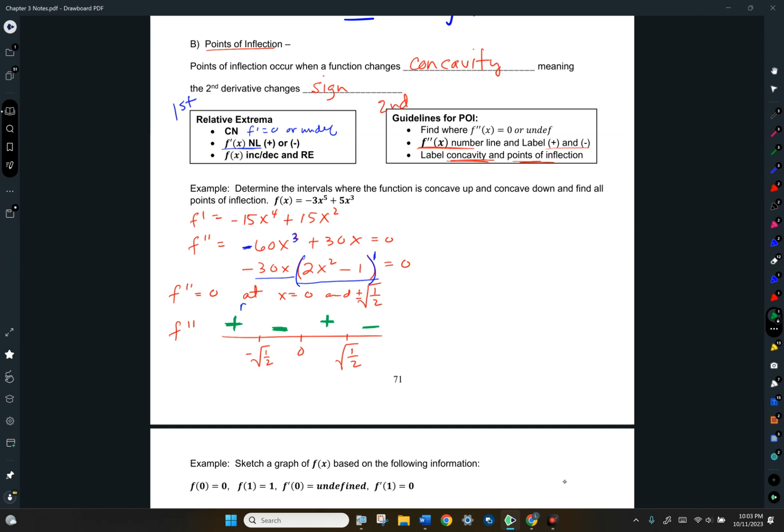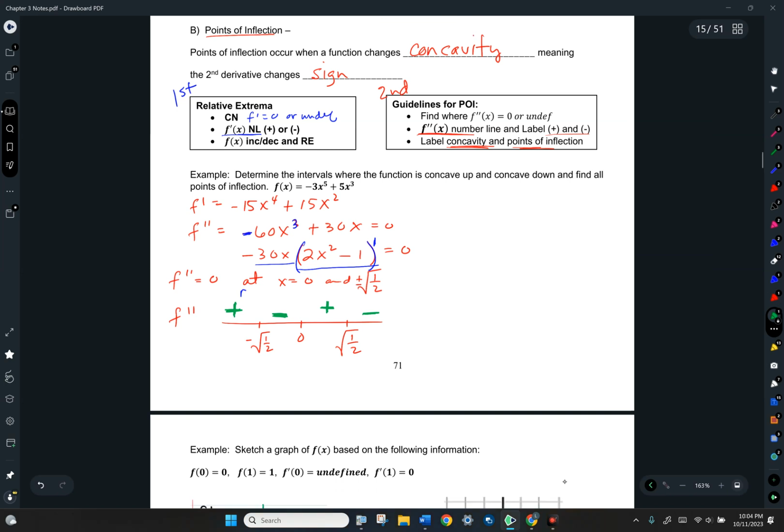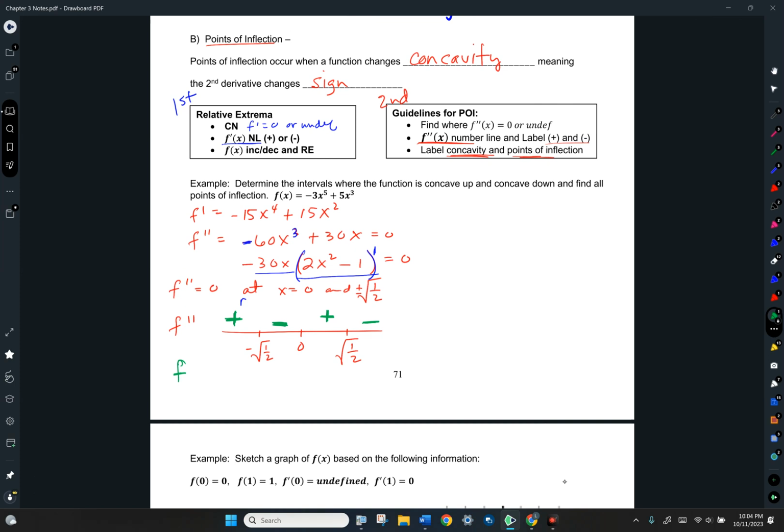Okay, so now in order to give my specific information, I know that the original function is going to start by being concave up, because the second derivative is positive. Then it's going to change to being concave down in that middle interval. Then it's going to go back to concave up, and then it's going to go to concave down. Now again, if I were writing this formally on a test, I would actually write the specific intervals. I would say it's concave up from negative infinity to negative square root of 1/2. Or it's concave up from 0 to square root of 1/2.